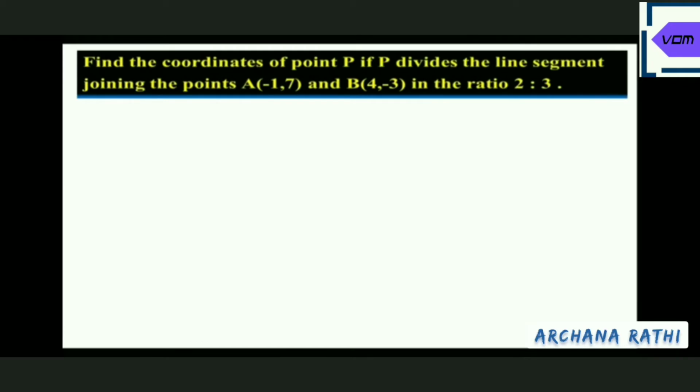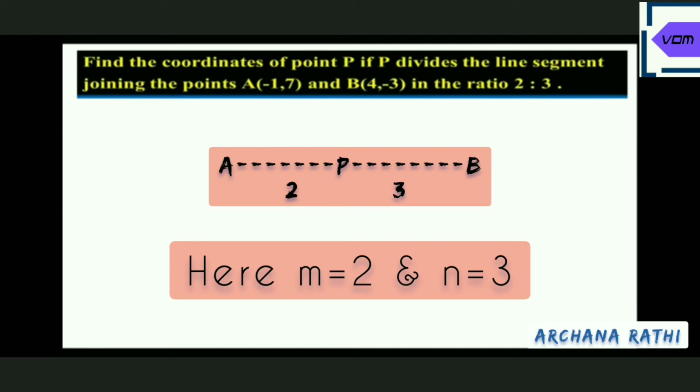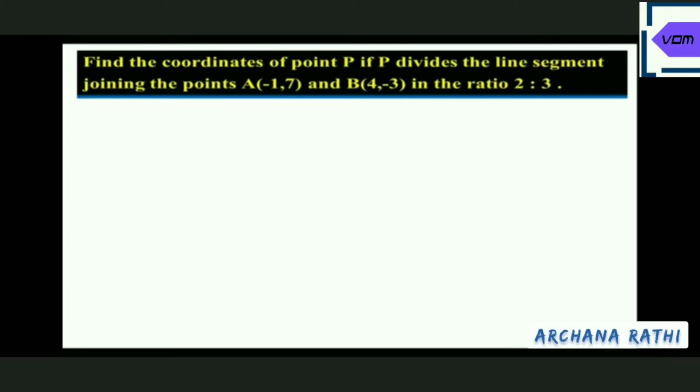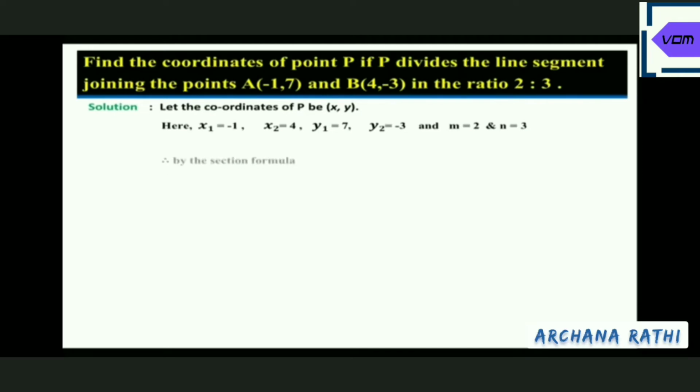Find the coordinate of point P if P divides the line segment joining the points A(-1, -7) and B(4, -3) in the ratio 2 is to 3. As shown in the diagram, P divides AB into 2 is to 3. So AP is equal to 2 and PB is equal to 3. Now let the coordinate of P be (x, y), and here x1 is equal to -1, x2 is equal to 4, y1 is equal to -7 and y2 is equal to -3, and m is equal to 2 and n is equal to 3.